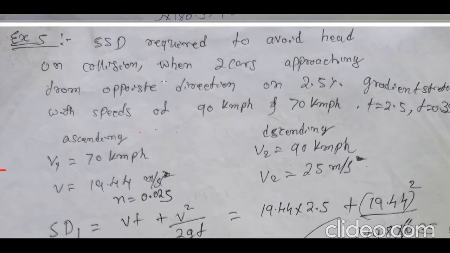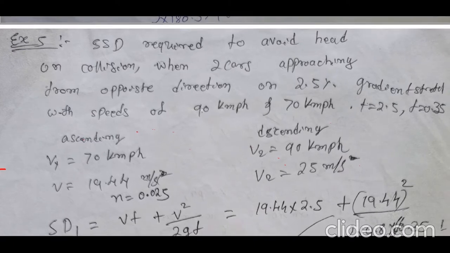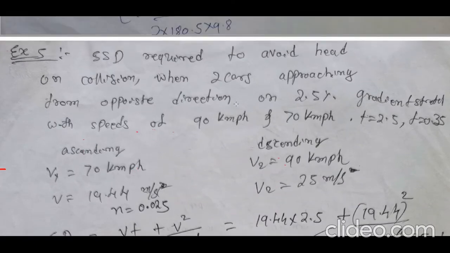Here, SSD required to avoid the head-on collision when two cars approach from opposite direction on a 2.5% gradient with the speeds 90 kmph and 70 kmph. t is equal to 2.5 seconds. f is 0.35. Here, one vehicle you have to assume ascending, one vehicle you have to assume descending.